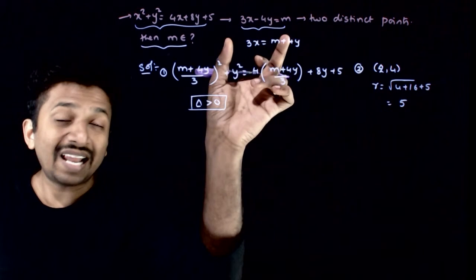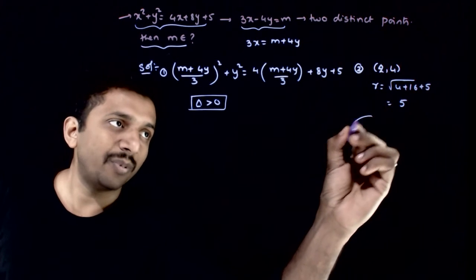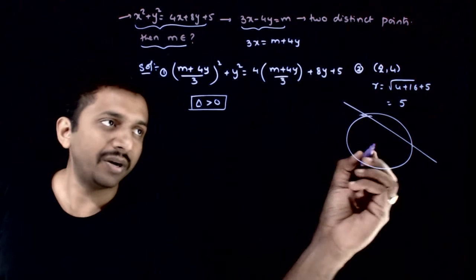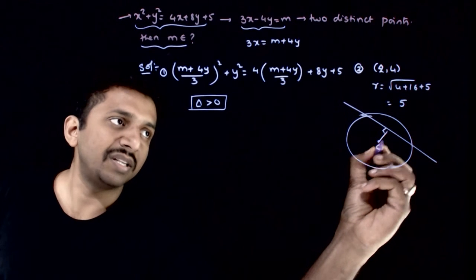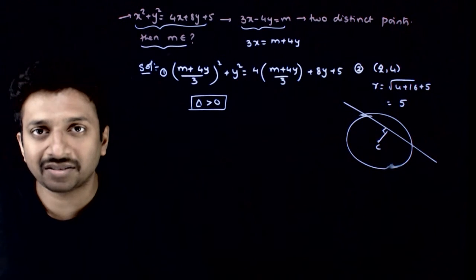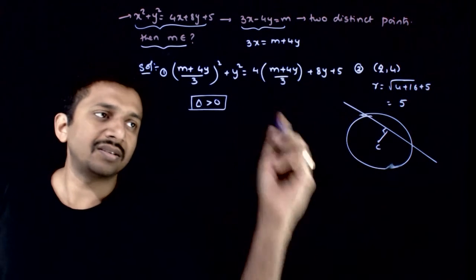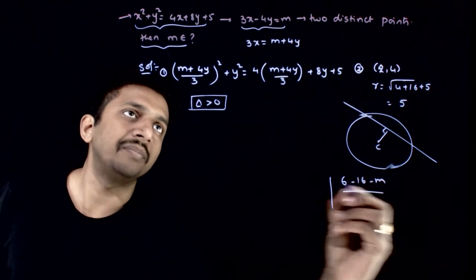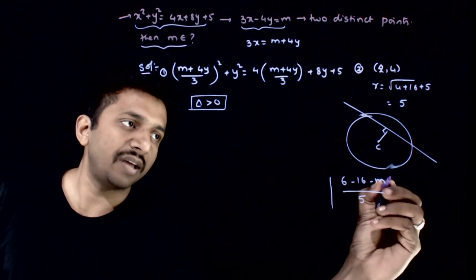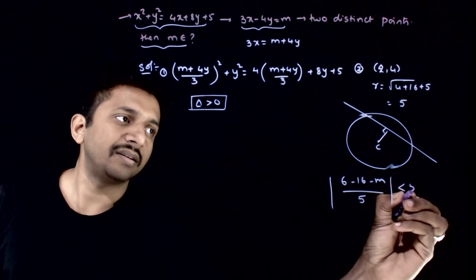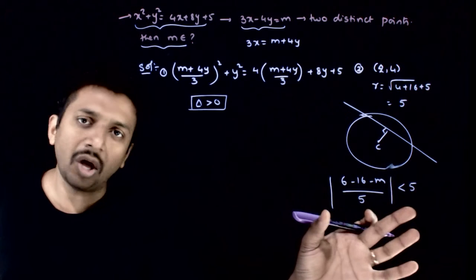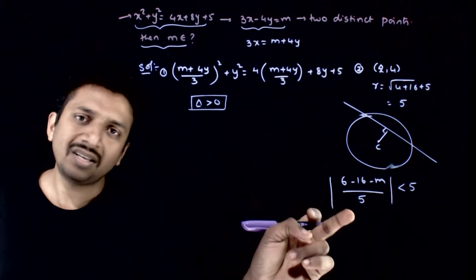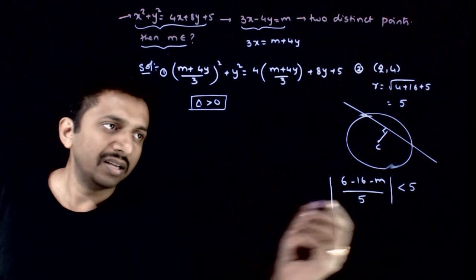So the circle has the center 2, 4 and the radius equal to 5. If a line has to cut this circle at two distinct points, the perpendicular distance from the center onto this line should be less than the radius. From 2, 4 to this line: mod of (6 − 16 − m) by root of 3² + 4², that is by 5, should be less than 5. So if you solve this, you can get the interval of m. You can very clearly see that this is the easier way than the first. So let us do this.